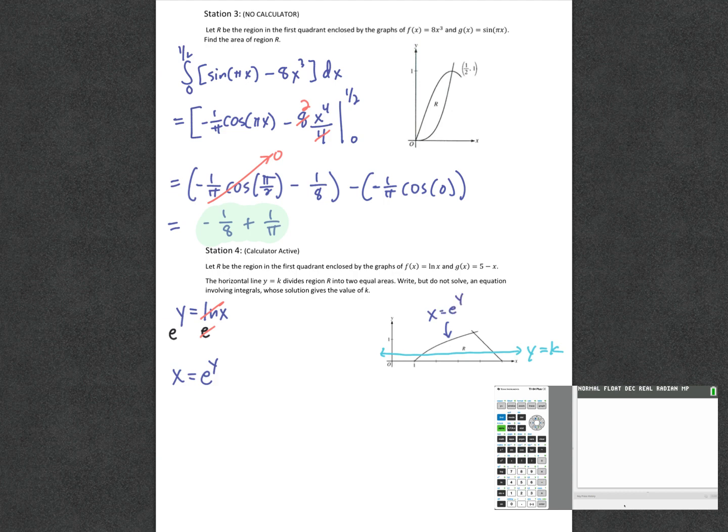Let's do the same thing for the other function. We'll first call it y equals 5 minus x. And then if you solve this for x, people can do that on their own: add x to both sides and subtract y from both sides, so x equals 5 minus y. That'll be this function here.